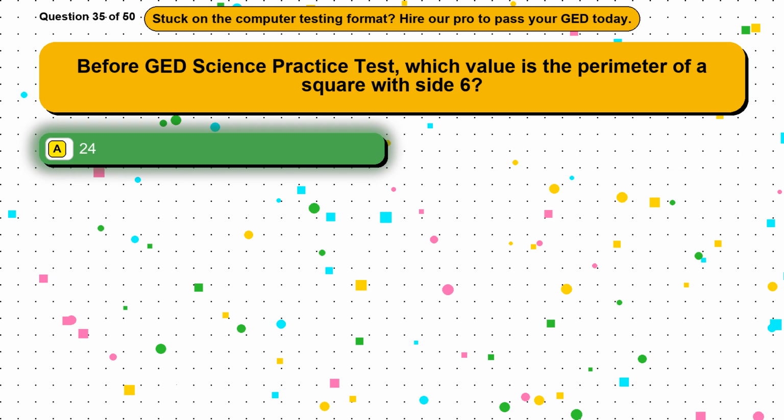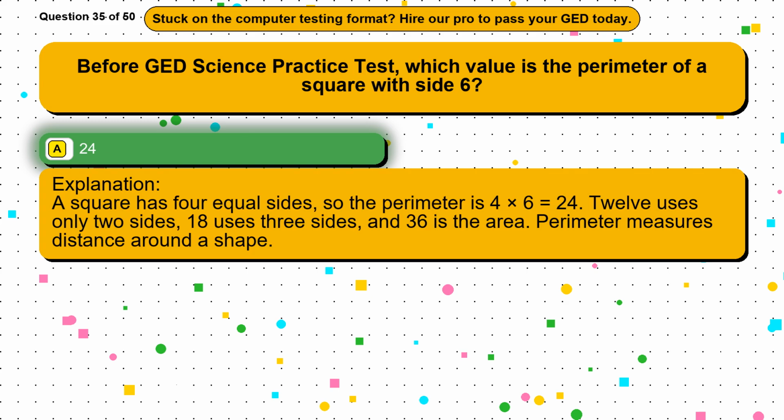The correct answer is option A. 24. A square has 4 equal sides, so the perimeter is 4 times 6 equals 24. 12 uses only 2 sides, 18 uses 3 sides, and 36 is the area. Perimeter measures distance around a shape.